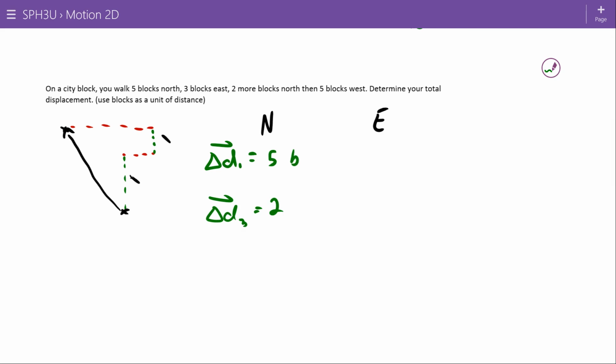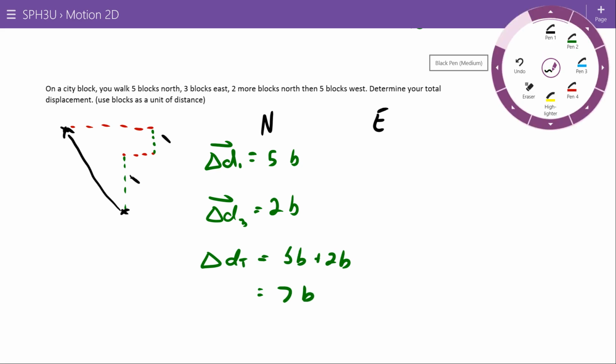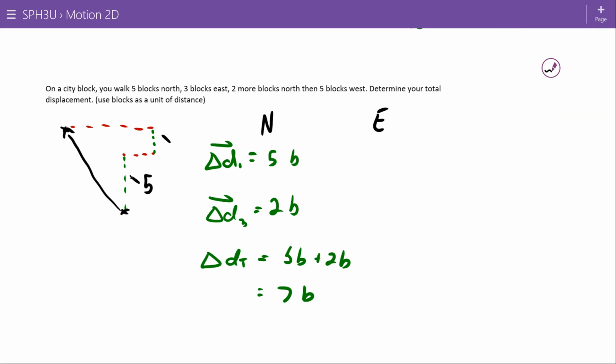I'm going to use the unit blocks for B because I don't have a specific unit for distance here. What that means then is that my total distance in that direction is 5 blocks plus 2 blocks, or a total of 7 blocks. We can see this again. We always try to keep some sort of root and common sense here. You went 5 and 2, so the total that you went up was 7.